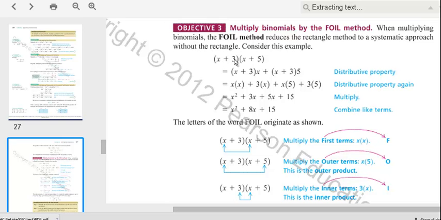You then take the 3. This is the I for inner. So first, outer, inner, and that's the inner two, the 3 times the x, and then L for last, the last two, the 3 times the 5. So FOIL, first, outer, inner, last. First two, outer two, inner two, last two. Okay, so let's have a look at that.